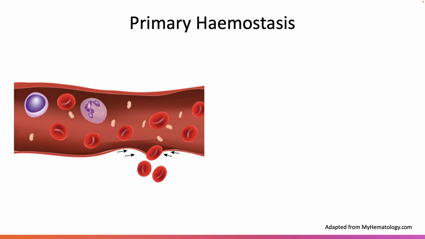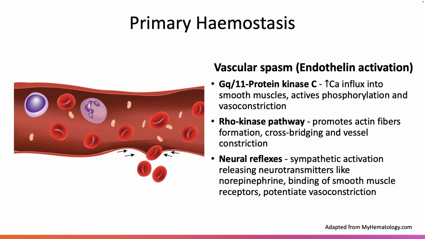When we talk about primary hemostasis, when a vessel gets injured, for example a venipuncture, the first thing that gets activated is not the platelet. Instead, it is the vascular spasm of that particular region. This vascular spasm is induced by endothelin, and it causes 2 different pathways which promote calcium influx into the smooth muscle, as well as promoting muscle actin fiber formation, and this induces vascular spasm and contraction.